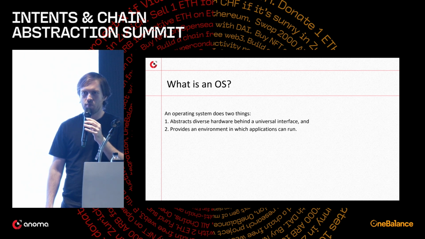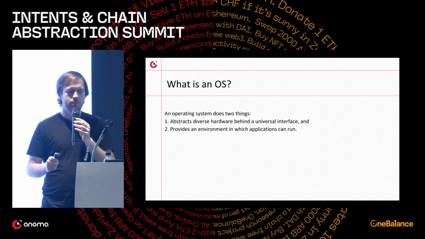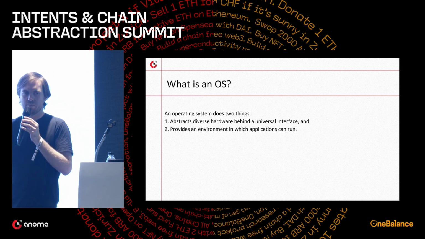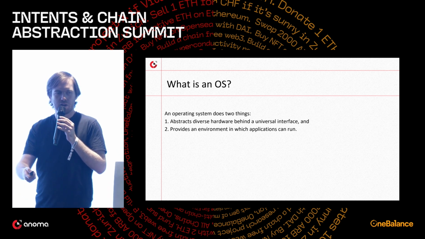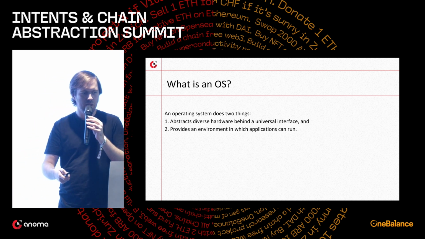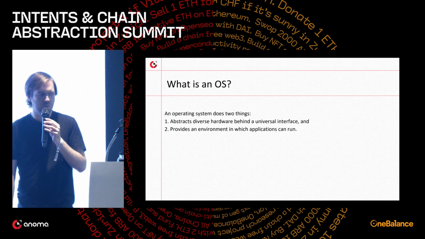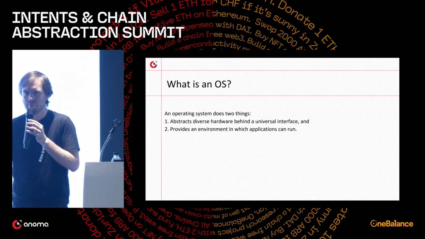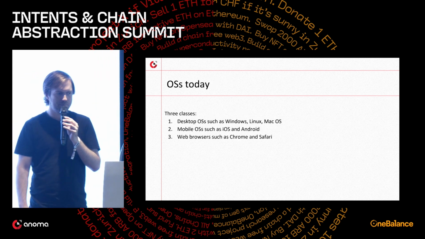And an operating system always does 2 essential things. One, it abstracts diverse hardware behind a universal interface, so an operating system can run on many different types of hardware, and to access that hardware, it provides a universal interface, and that universal interface is provided to applications. The second thing an operating system does is that it provides an environment in which applications can run.